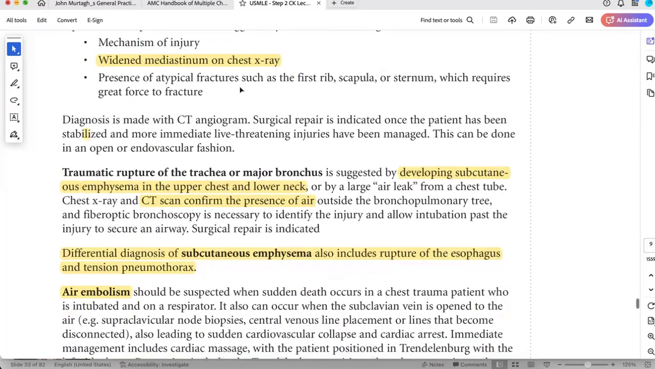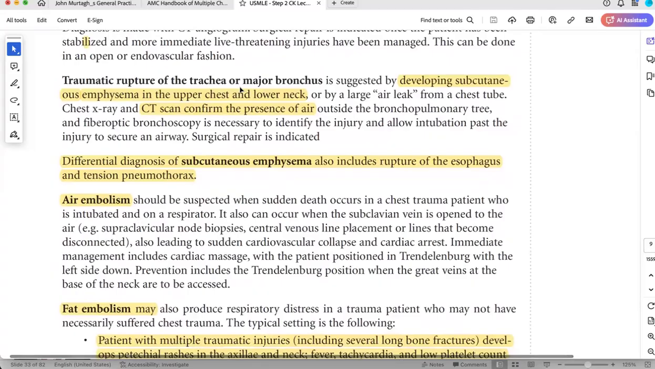Rupture of the trachea or bronchus. So when would we suspect a patient developing a ruptured trachea or bronchus? Ruptured trachea is suspected if a patient develops subcutaneous emphysema in the neck, or if you are able to feel that there is air in the subcutaneous tissue.